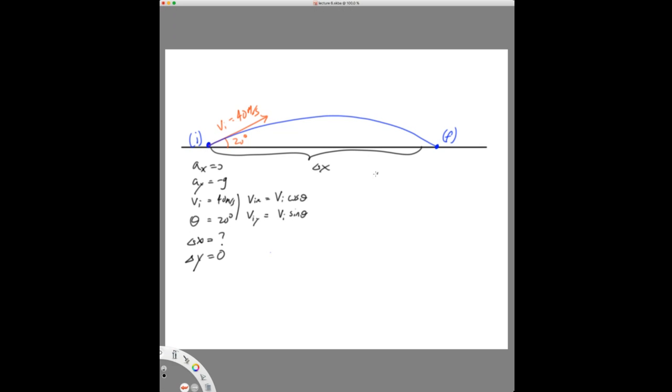So to solve for delta x, we use our master equation for delta x. Delta x equals vix times t, and this is going to be vi cosine of theta times time. And then we ask, do we know things? Do we know vi? Yes, we do. Do we know theta? Yes, we do. Do we know t? No, we don't. So we have to solve for t.